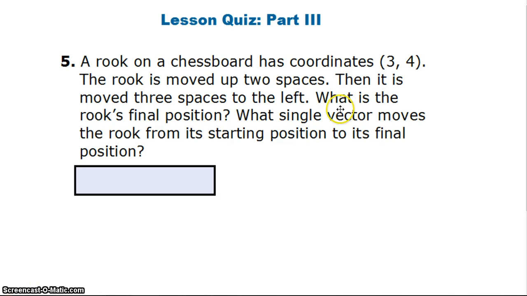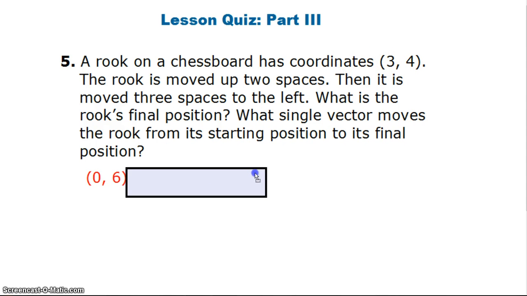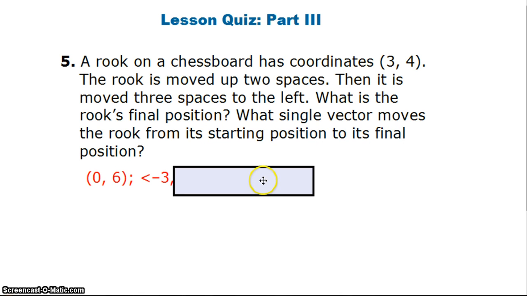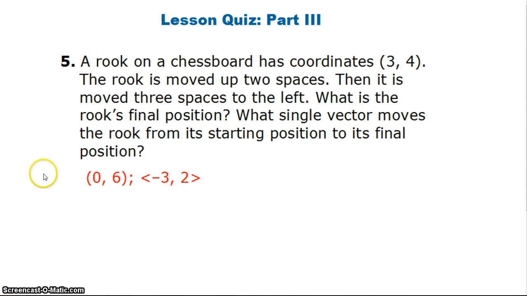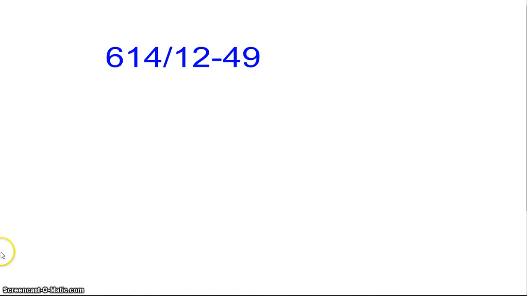So if the rook is on the chessboard at 3, 4 and is moved up 2, that would be the y direction, right? It would now be at 6, and then 3 spaces to the left would now take 3 away, right? So 0. So we would have the coordinates 0, 6. So what vector would move it? Well, what did we just do in the x direction? And what did we just do in the y direction? Wasn't it moved up 2? So there's your vector that would get you to this position. And there you go.